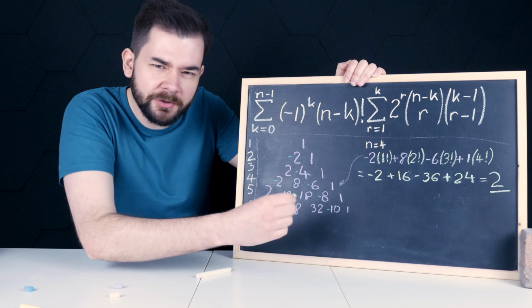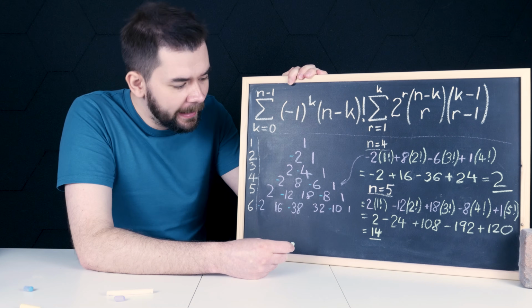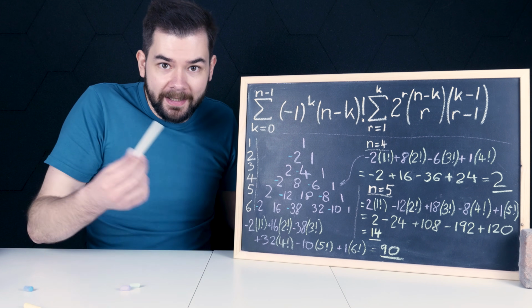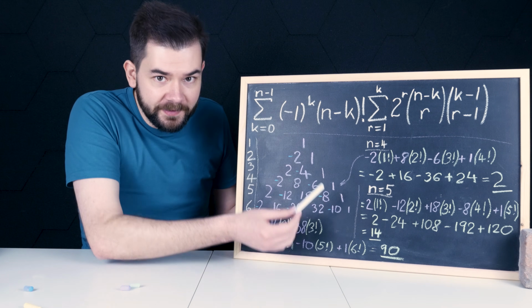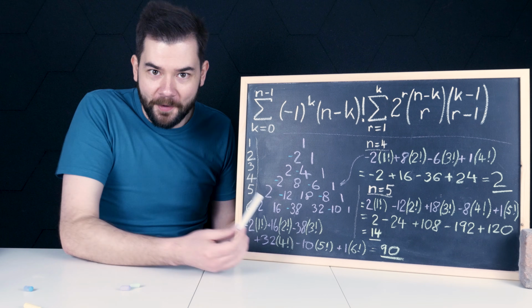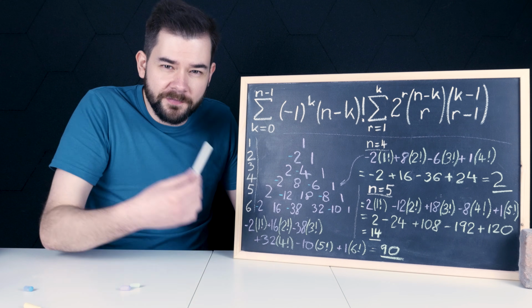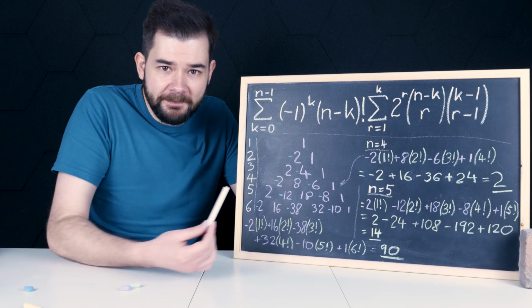Big deal. Let's look at the next one. We get 14, and so what? But let's look at the next one. And if you do it for n equals 6, you get 90. 2, 14, 90, oh my god, it's those numbers again. And yes, it's true, this triangle somehow yields the solutions to my original finger game.